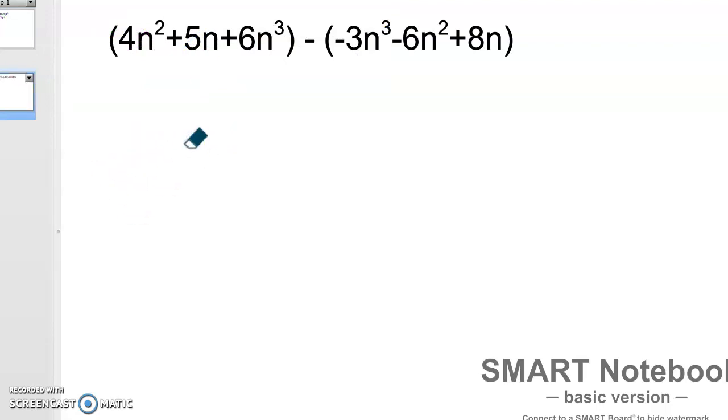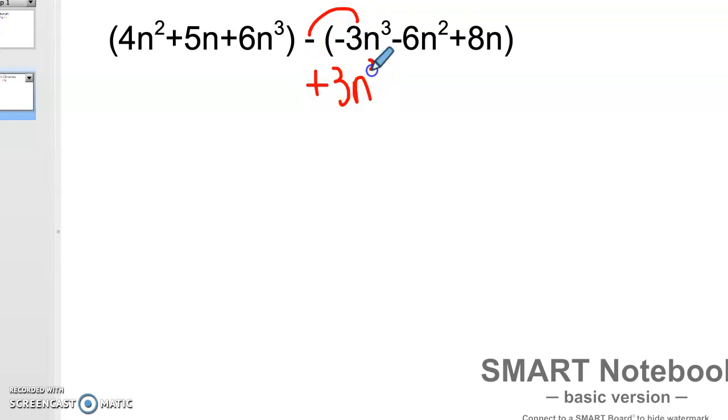Now, with subtraction, there is an extra step that I like to start out with, and that is distributing the subtraction symbol by multiplying by -1. The reason for that is we are subtracting every term in the second polynomial from the first one. So instead of just going right ahead and trying to do mental math, I like to rewrite what the distributive property of -1 would show. So if I do -1 times -3n to the third, it's now positive 3n to the third.